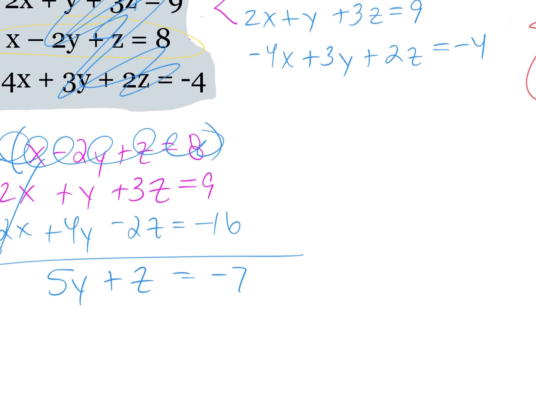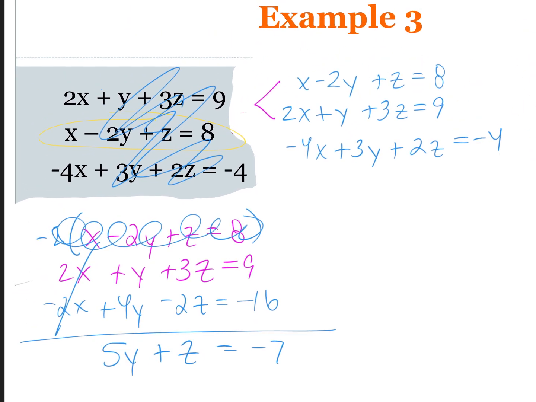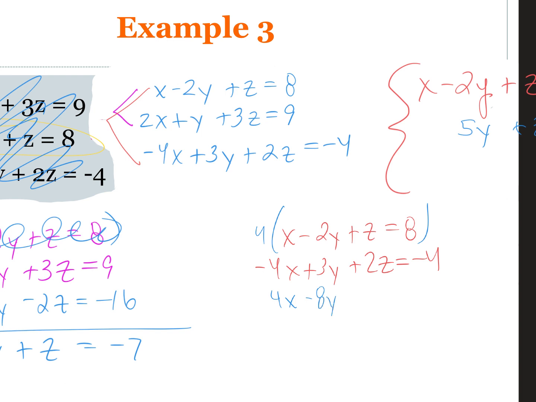So we're going to do the same thing again, but in this case, we're going to take which two? We're going to take 1 and 3 and eliminate x's. So x minus 2y plus z equals 8. Negative 4x plus 3y plus 2z equals negative 4. What are you going to multiply the top by? So x's cancel. Positive 4, good. So I have 4x minus 8y plus 4z equals 32. I wrote 6, 32.